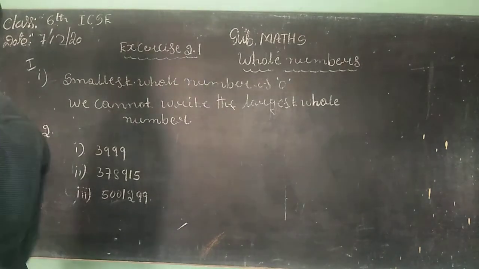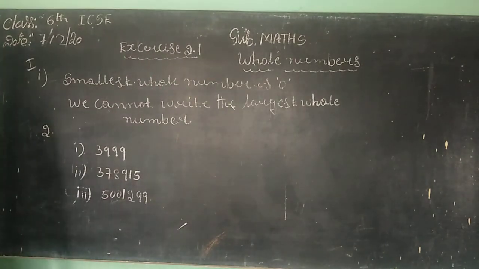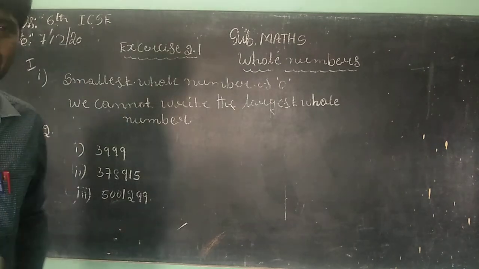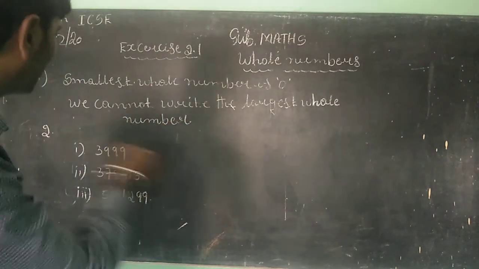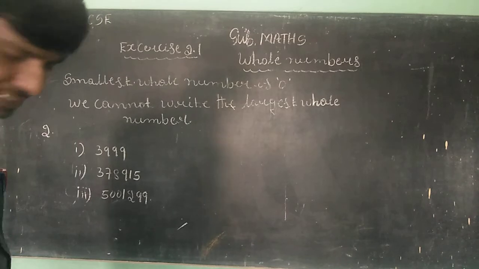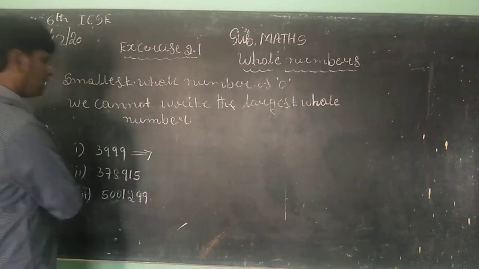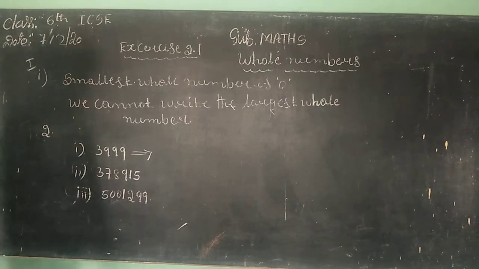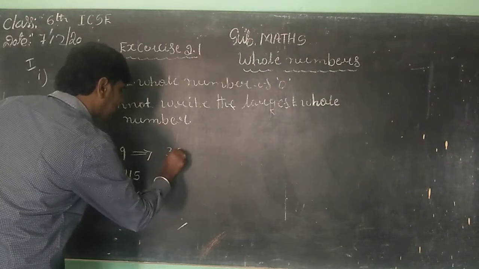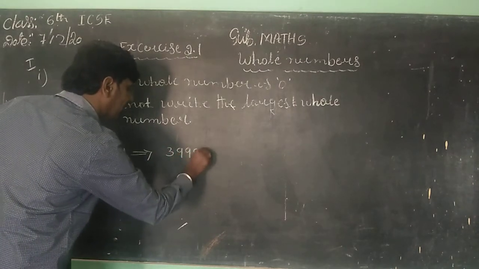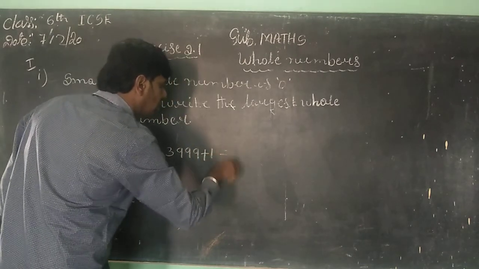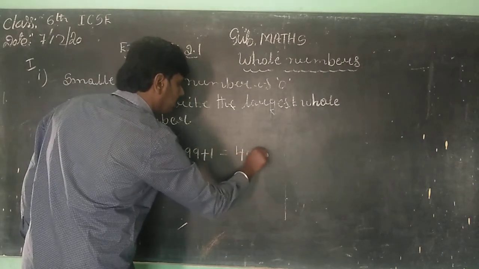Children, second one is write the successor of this number. Write the successor of a number means you want to add 1 to that number. Correct, children? Now you want to represent the successor of 3999. Now we can represent 3999 plus 1 is equal to 4000.